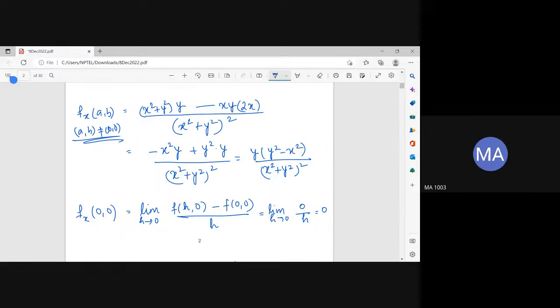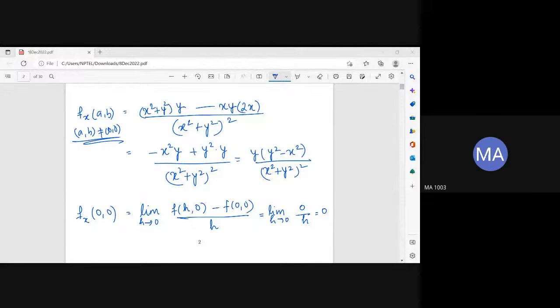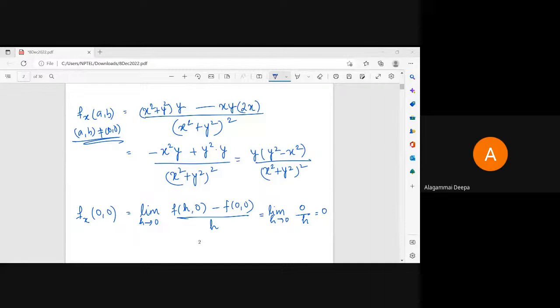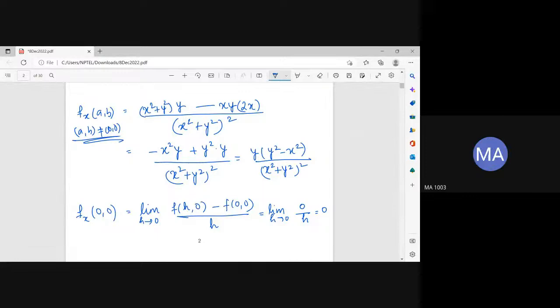And you can also calculate fy similarly, and then check that that also exists. Ma'am, for a comma b not equal to 0, 0 it will give a positive value, correct? Why positive value? Because it depends on what a and b are, right? Yeah, it should take only positive values, no, ma'am?